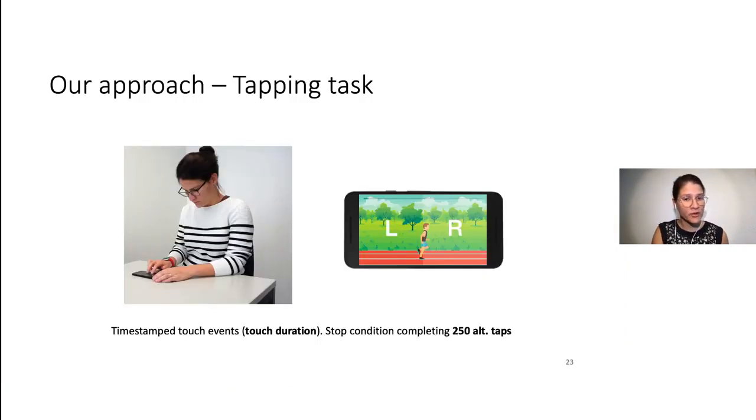Now for our approach, the rapid tapping task on the smartphone, we can see here on the right side the user interface. We ask participants to alternate as fast as possible the index and middle finger on the screen. During the task, we record all the touch events with the corresponding timestamp. We use this data to extract the touch duration, that is, the time that the finger stays on the screen during each tap. The stop condition for our task is to complete 250 alternating finger taps.